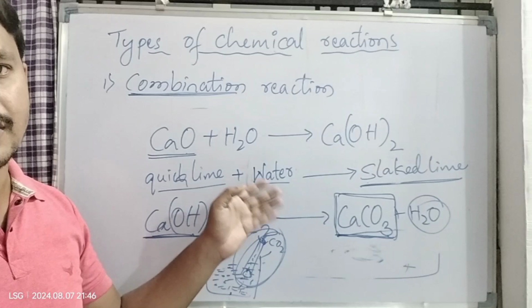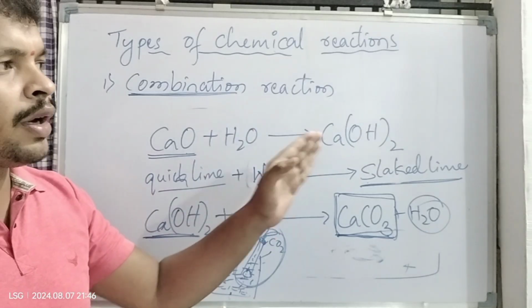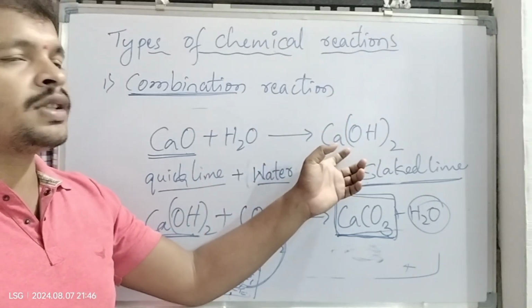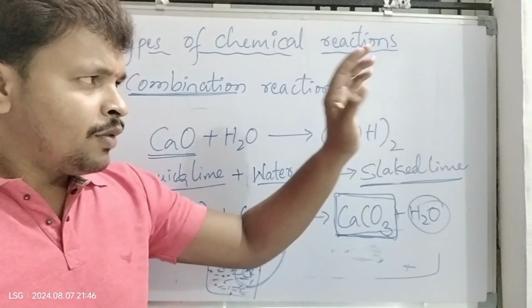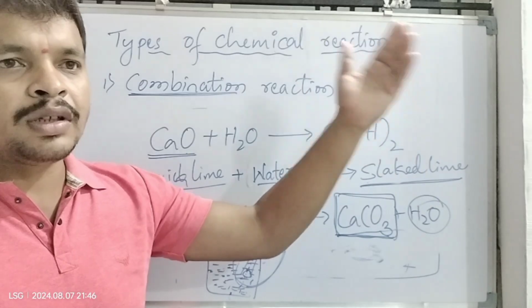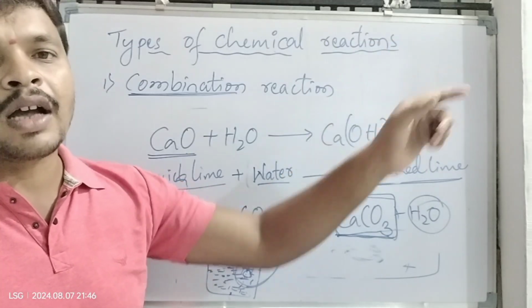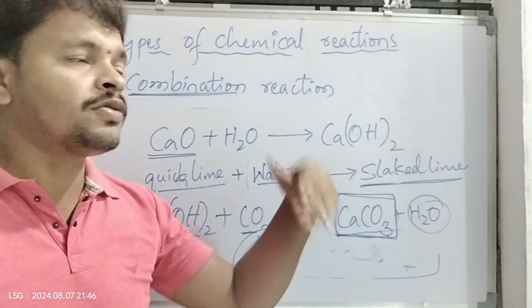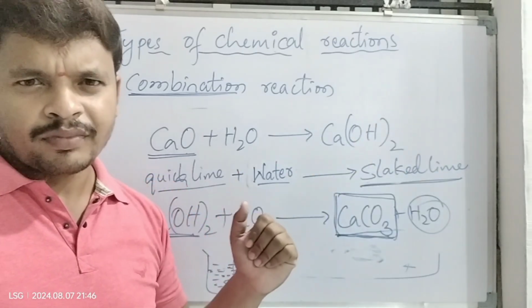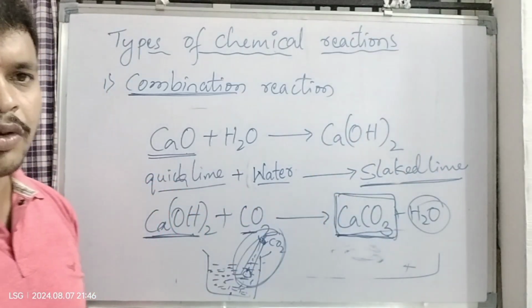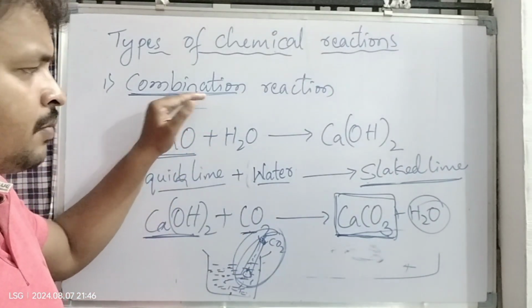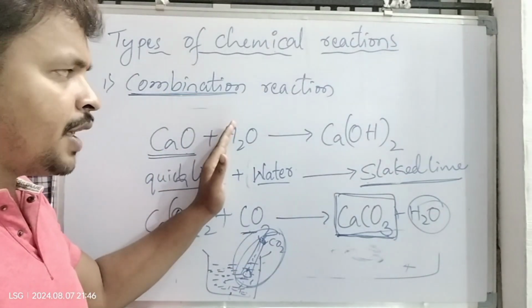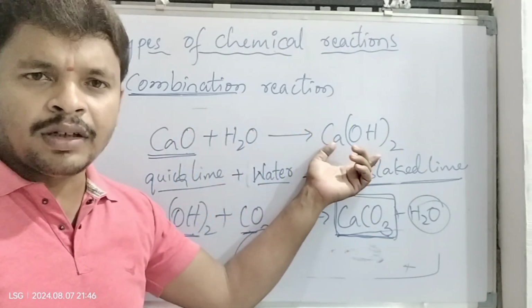A question can be asked here: why is calcium hydroxide used for whitewashing? Because when calcium hydroxide is used in whitewashing, it reacts with the carbon dioxide present in the atmosphere and gives the milkiness, meaning white color. So these questions can be asked. Hope you have understood. These are the examples of combination reaction, meaning two reactants combining or reacting with each other to form a single product.